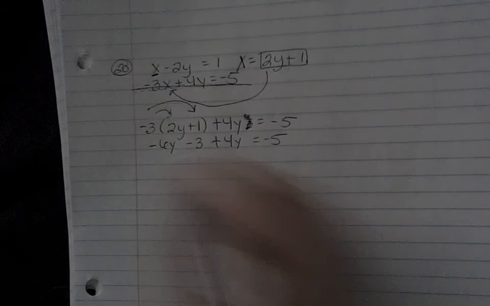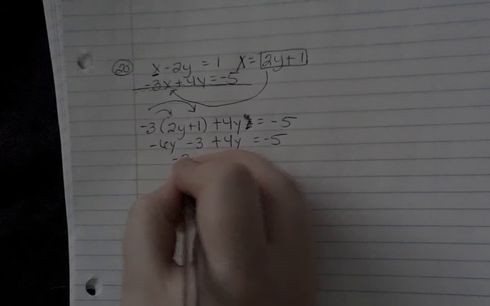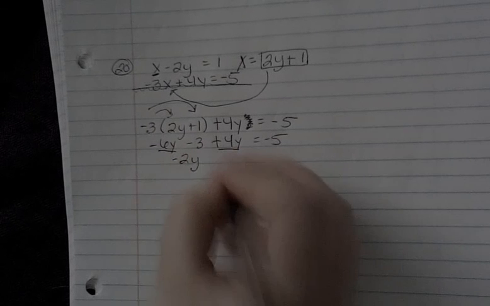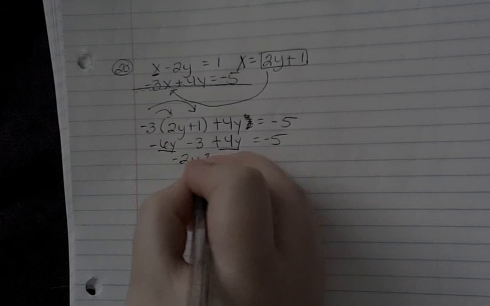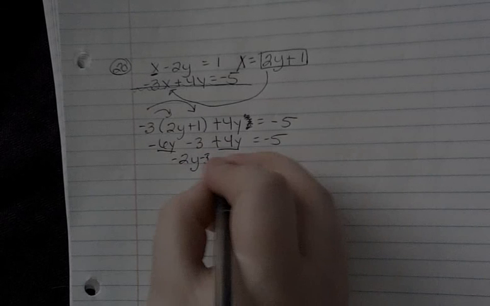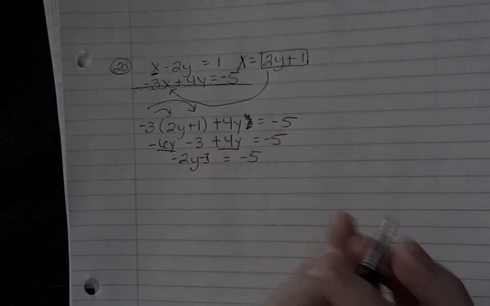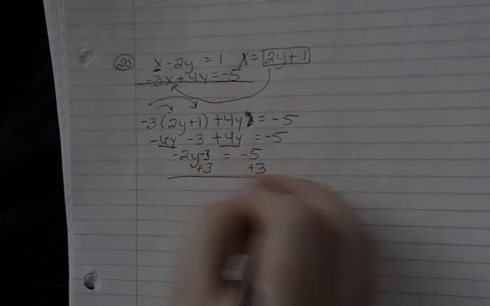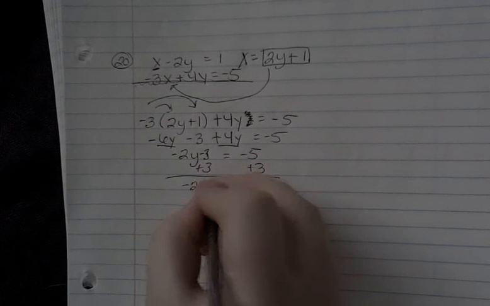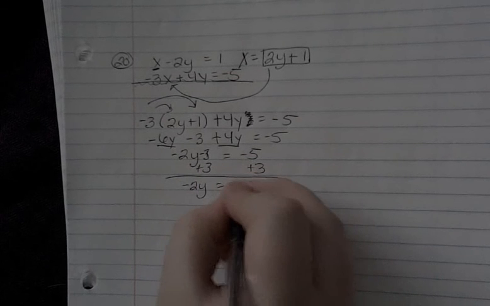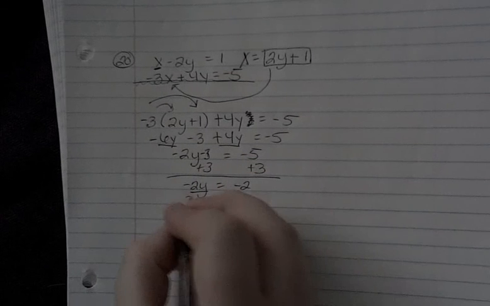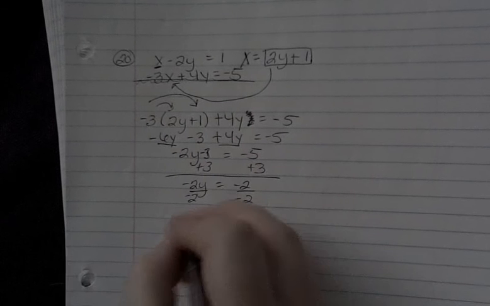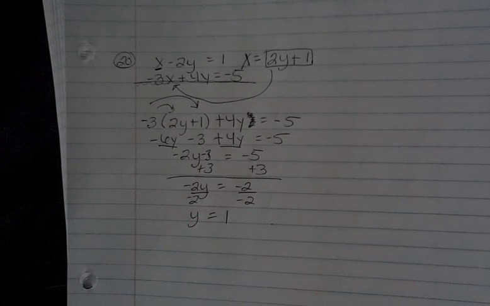So that gives me negative 2y, because I combined these like terms, minus 3 equals negative 5. Now add 3 to both sides to get negative 2y equals negative 2. Divide both sides by negative 2 to get y equals positive 1.